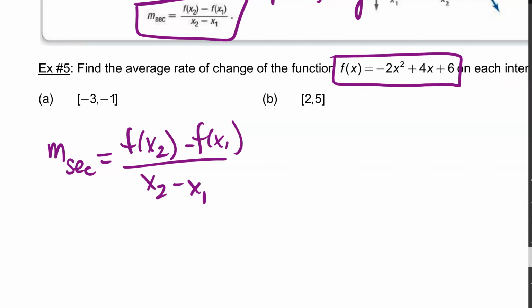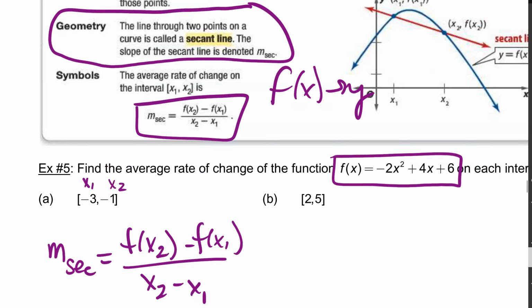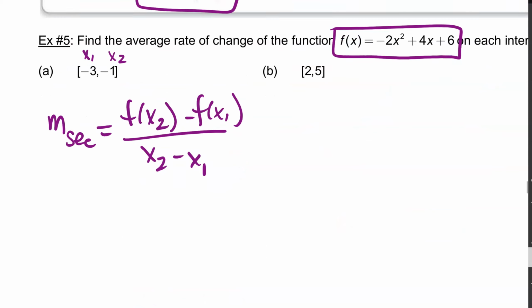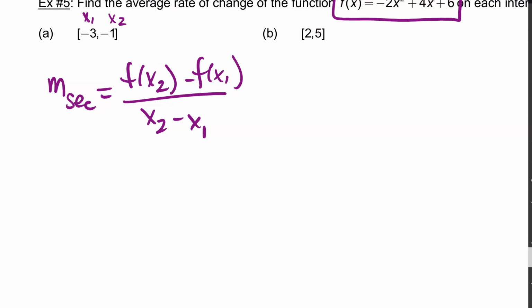Well, first I need to know what is f of my second value. So I have to plug in. This is my x1, this is my x2, because I'm saying over this interval, what's the average rate of change? So you just use the two endpoints. These are my two x endpoints, and I have to find what the y values are.